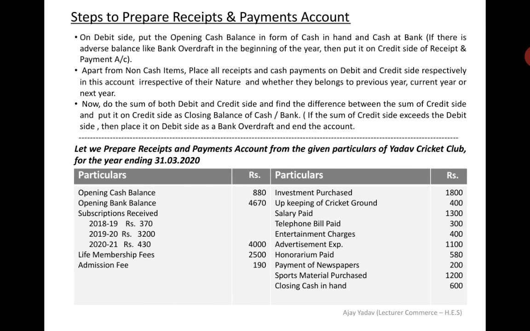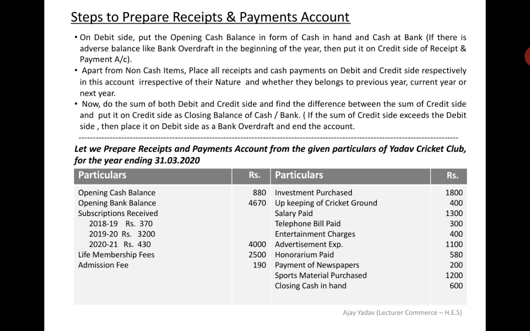Steps to prepare the receipt and payment account. We already discussed the debit side. We put all the receipts along with the opening cash balance in the form of cash in hand and cash at bank. And on the credit side, we put all the cash payments made during the year. Now we will total both the debit as well as the credit side and find the difference, and put it on the credit side as the closing balance of cash or bank. If the sum of the credit side exceeds the debit side, then place it on the debit side as bank overdraft and close the account. Here an example is given.